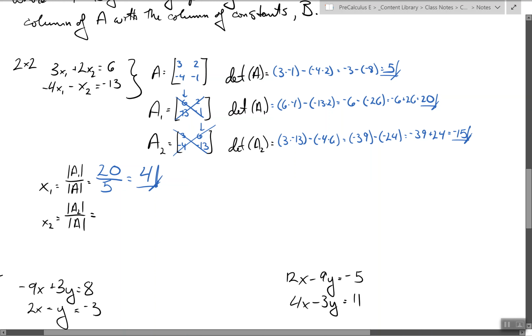Then we go on to the next one. So the determinant of A sub 2, which was the second one we did, we found that to be negative 15, over the original determinant, which was 5, which gives us an answer of negative 3.